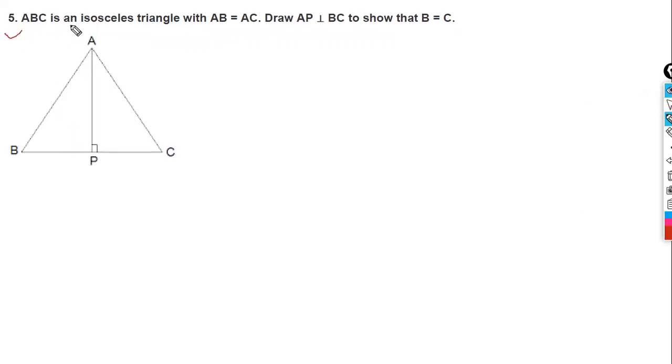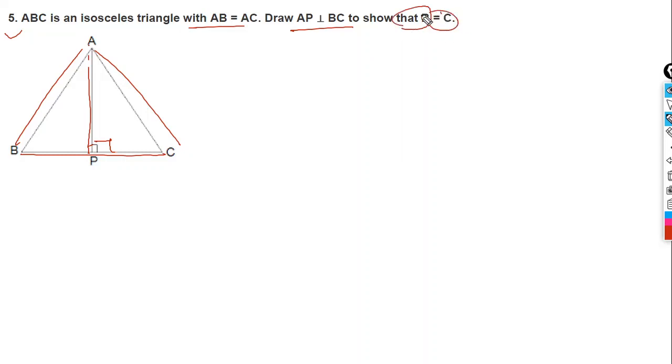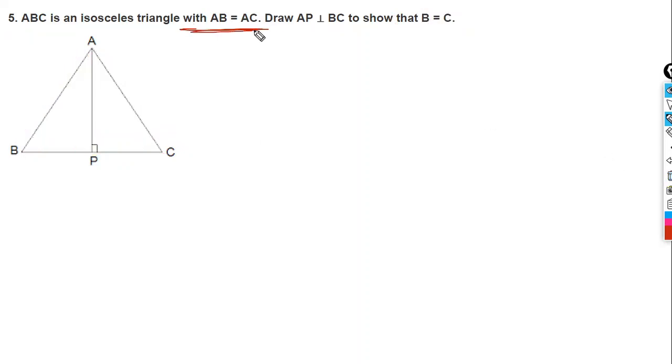So let's start. ABC is an isosceles triangle where AB equal to AC. Look at the figure. AP is perpendicular to BC. We have to show that angle B equals angle C. You see one thing: if side AB equals side AC, then automatically the opposite of AB is angle C and the opposite of AC is angle B, they will be equal, isn't it? We have a theorem that angles opposite to equal sides are equal. We just write that.